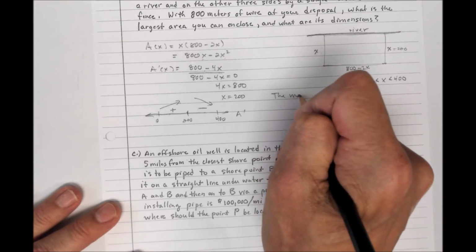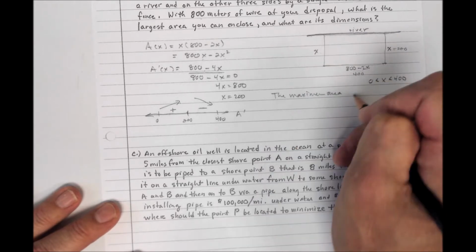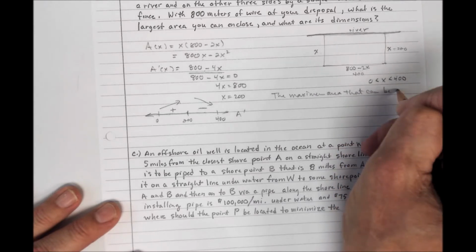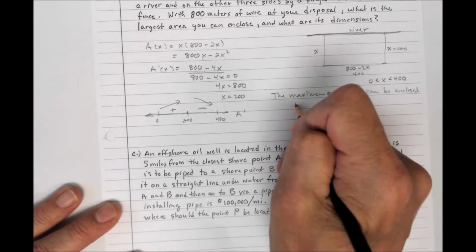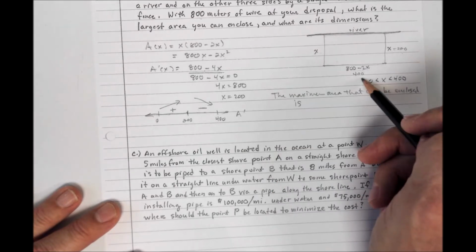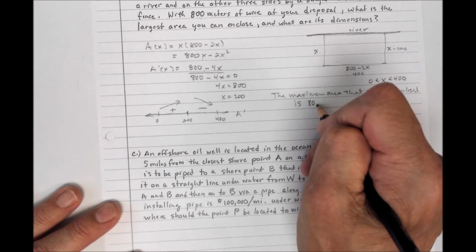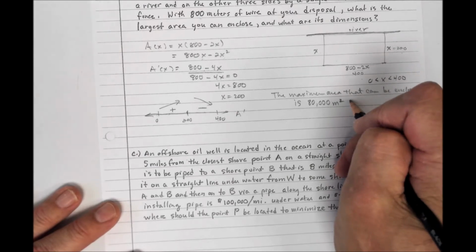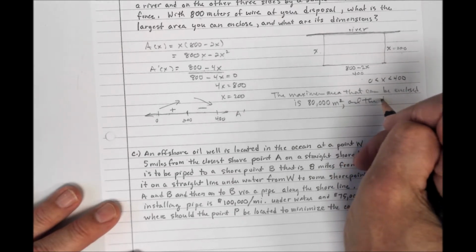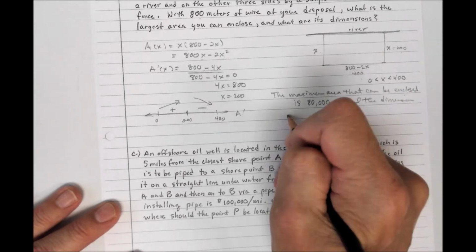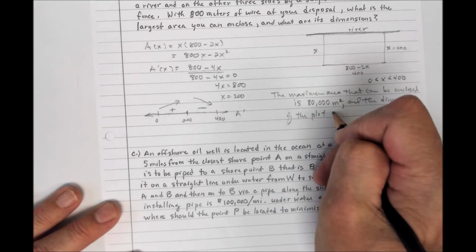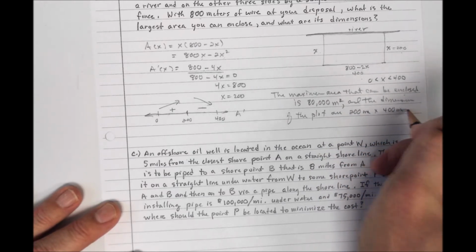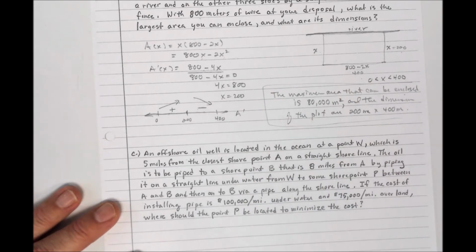The maximum area that can be enclosed is, well, let's see, if this is 200 and this is 400, this would be an 8 with 4 zeros, would be 80,000 square meters, and the dimensions of the plot are 200 meters by 400 meters. And there's my answer. Definitely a little bit simpler problem than the last one.